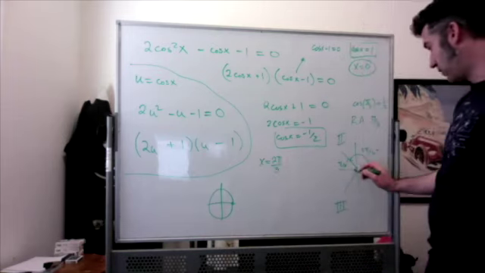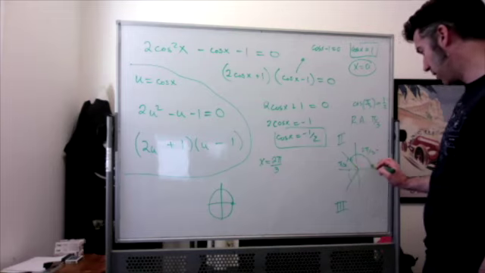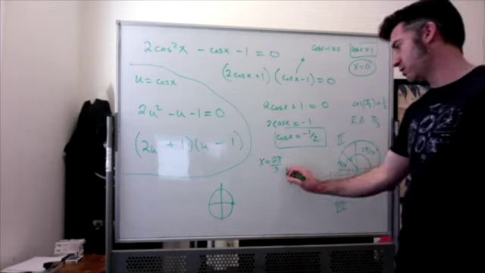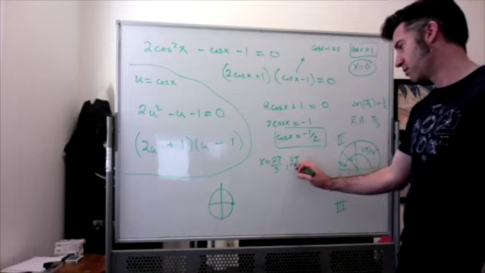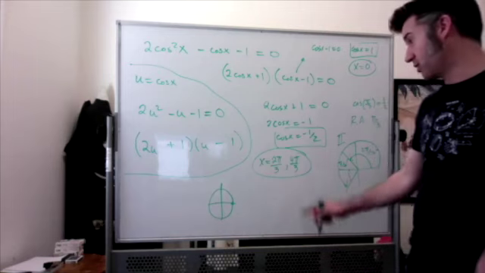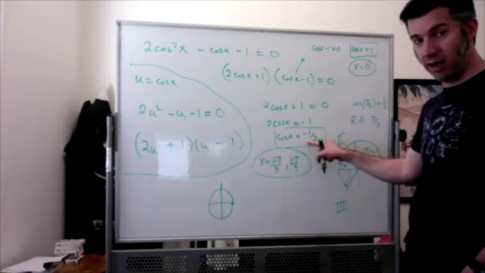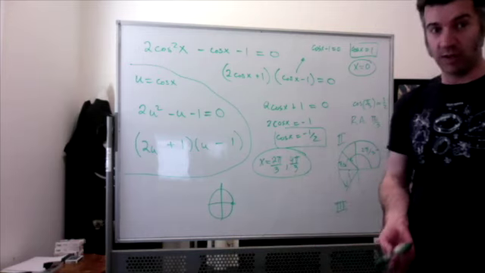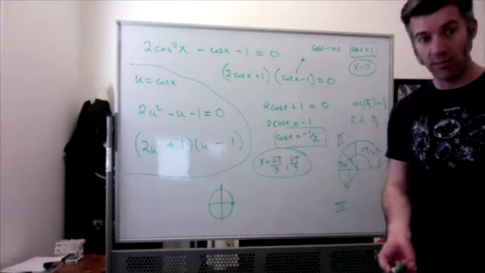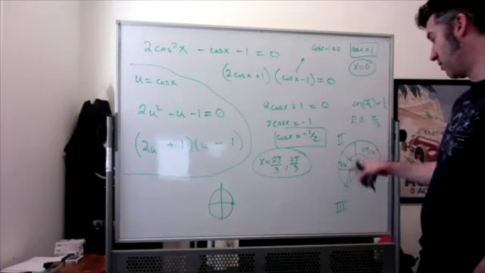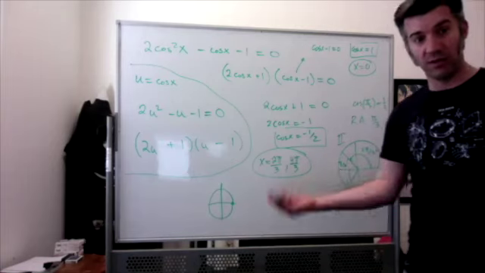And then in quadrant 3, the angle needs to be pi plus pi over 3, which is 4 pi over 3. So those are the angles there, because cosine of 2 pi over 3 is negative 1/2 and cosine of 4 pi over 3 is negative 1/2. But we used the fact that cosine of pi over 3 is equal to positive 1/2 to figure out what these other angles with the same reference angle in the other quadrants are.